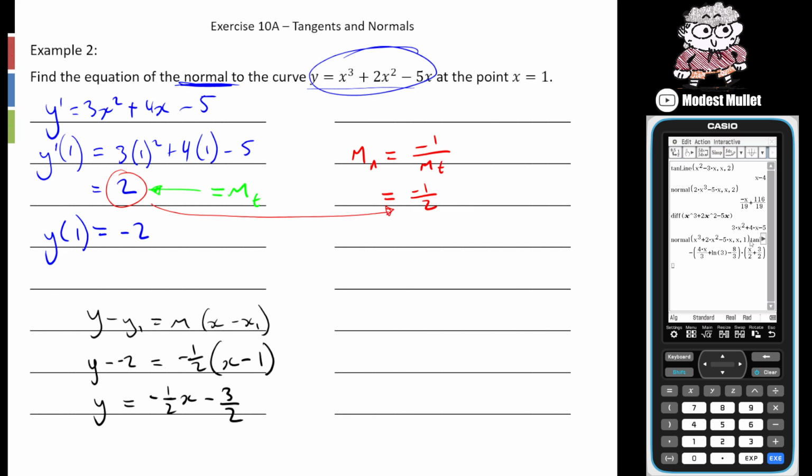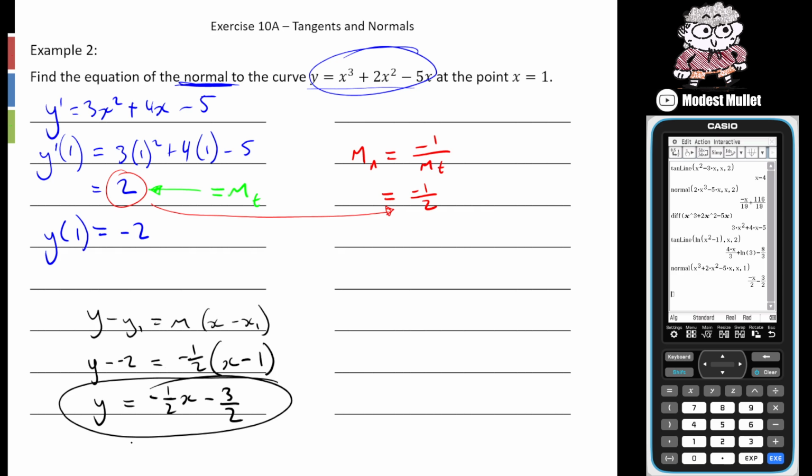Oh, that's put it in front of the other command. Need to drag it down there. There we go. Negative x on 2 minus 3 on 2, which is what I got. So that's how we can do it on our CAS. So really nice and straightforward.